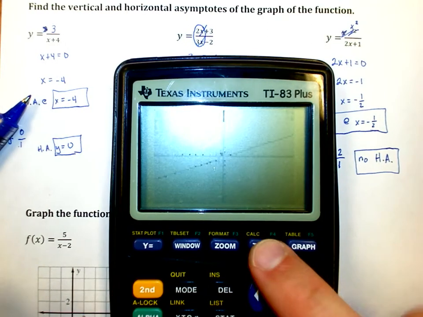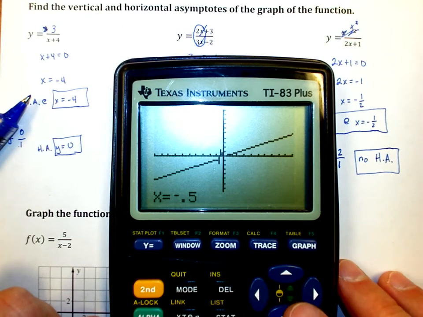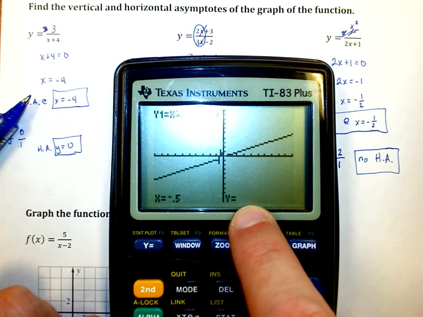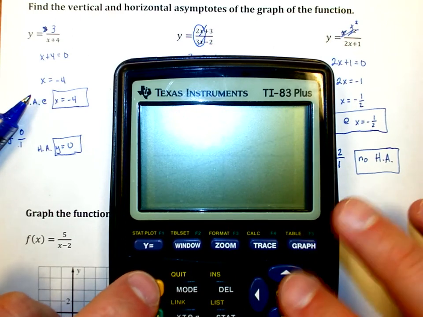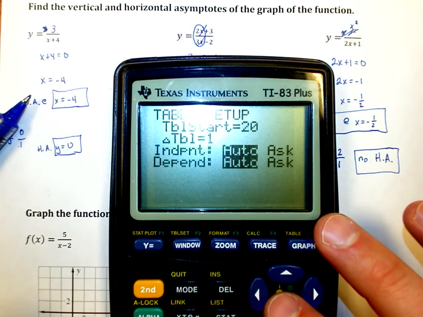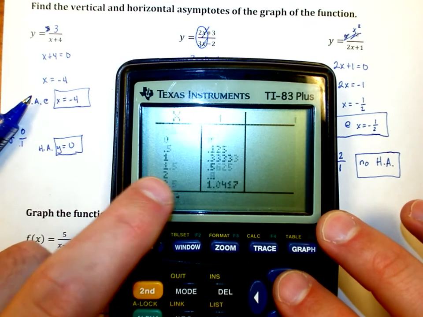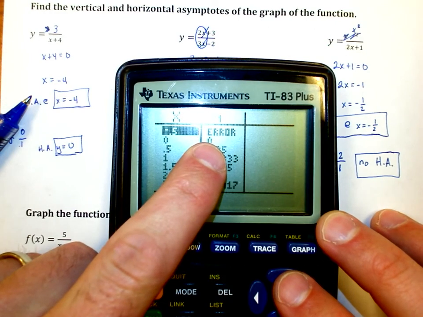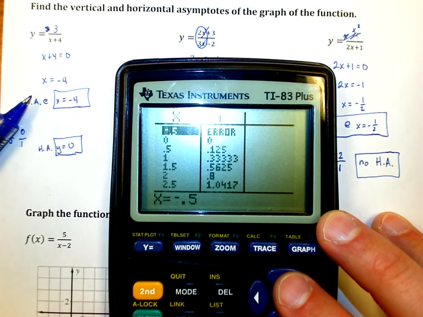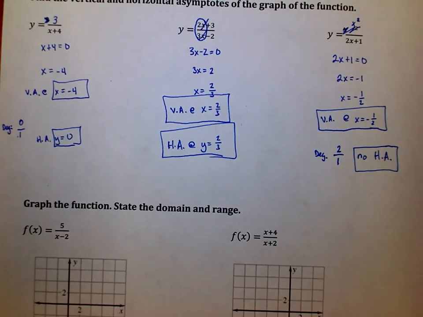I can go second, calculate, and I can calculate a value. And if I put in negative 0.5, negative 1/2, notice that it doesn't even give me a y-coordinate. If I go to the table and I try to find it, okay, I might have to do some table setup, start at 0 and go by halves. But notice at negative 1/2, it even gives me an error message. So I might even see that on the table. So I can always check it with a picture, in other words. Hopefully that's enough to get you going for today.